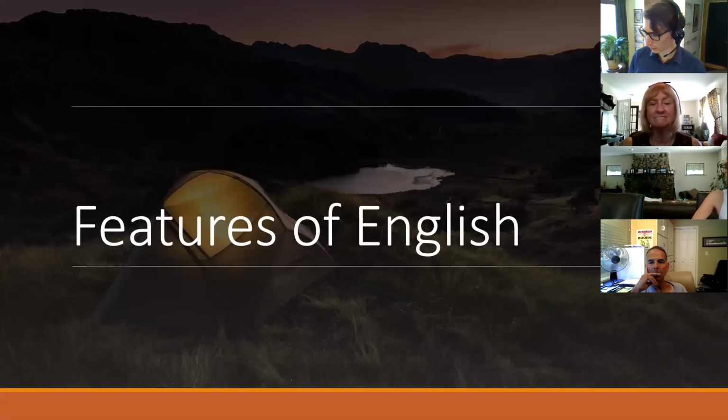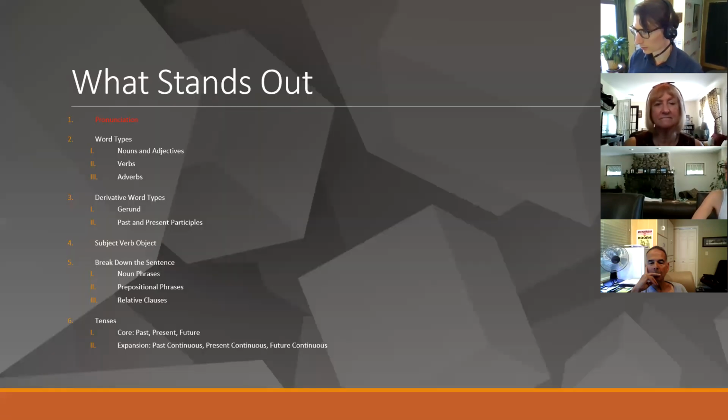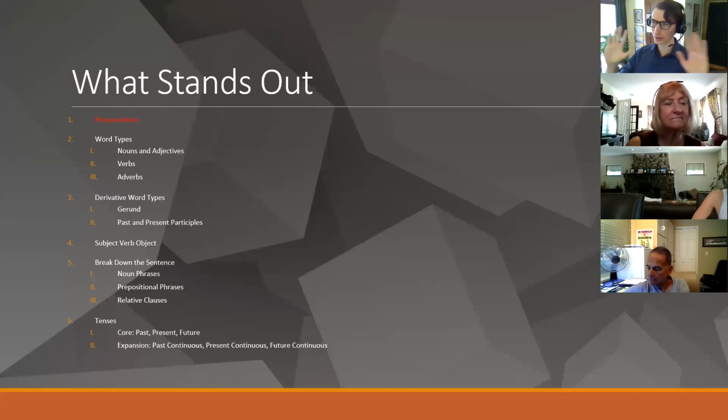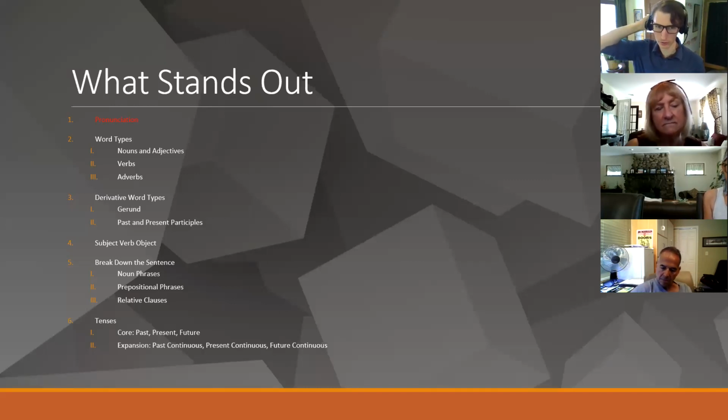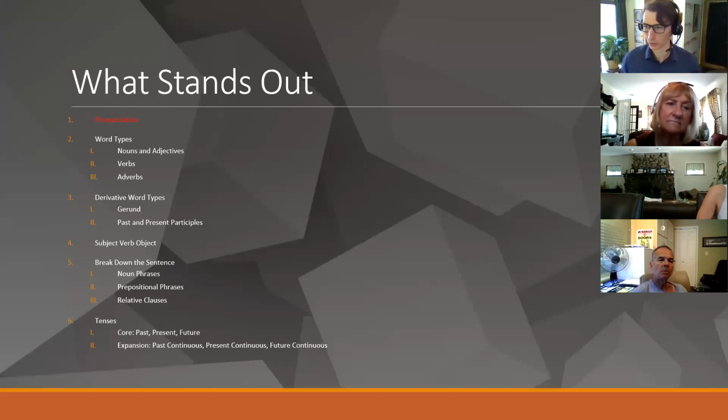So let's look at features of English. And this is not comprehensive, but in teaching English, the things that have stood out to me have been these 6 factors, roughly in this order. So I showed Britt this before. Today we're going to talk about pronunciation. That's why it's in red.